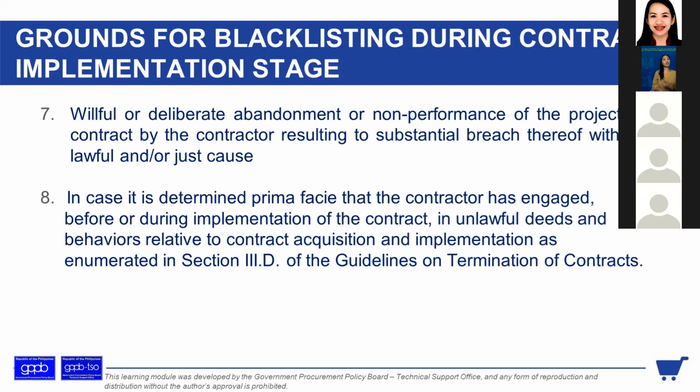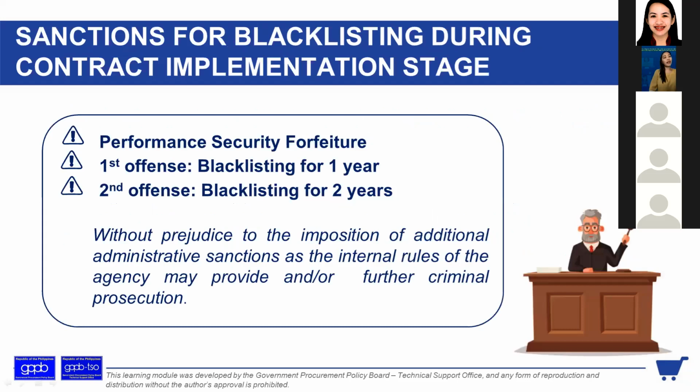So, sanctions. Of course, we will discuss later what would be the effect on the project. But of course, we'll go first to the sanctions. Sanctions for blacklisting during the contract implementation stage, of course, the performance security will be forfeited. The bid security was already dealt with; now this is the performance security that is forfeited. The first offense could also be blacklisting for 1 year, and the second offense, blacklisting for 2 years, without prejudice to other additional administrative sanctions.